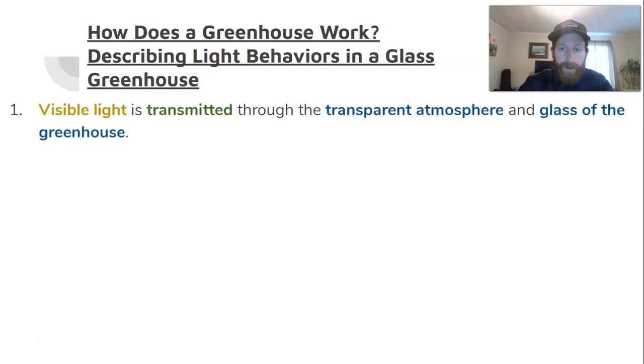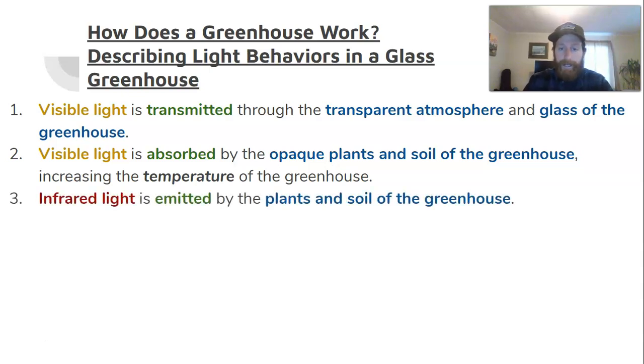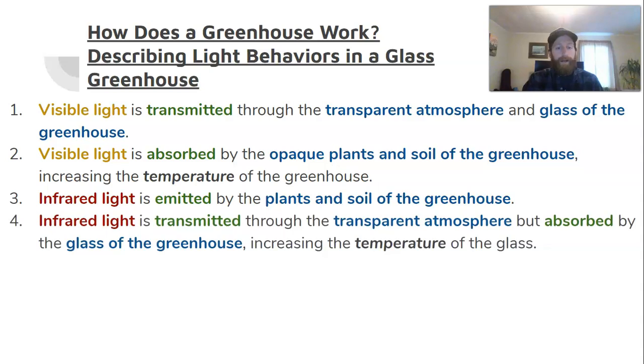So the first thing that happens is, just like before, visible light is transmitted through the transparent atmosphere, and we can see through glass, so we know that visible light is also transmitted through the glass of the greenhouse. The next thing that happens is that visible light is absorbed by the opaque plants and soil of the greenhouse, and it increases the temperature inside the greenhouse. And then infrared light is emitted by the plants and soil of the greenhouse because it has a temperature. But infrared light is transmitted through the transparent atmosphere, but is absorbed by the glass of the greenhouse. And that increases the temperature of the glass.